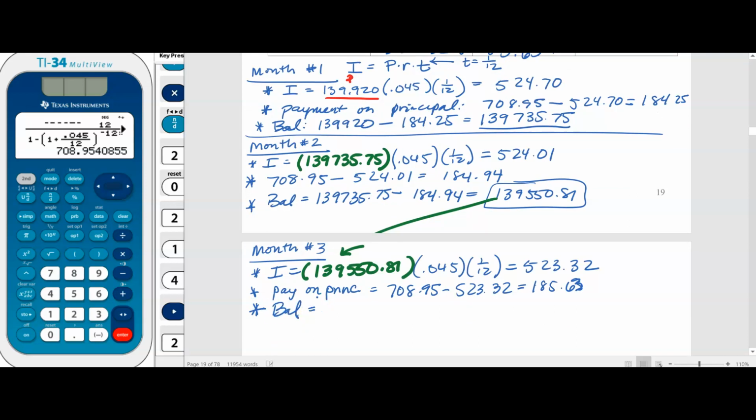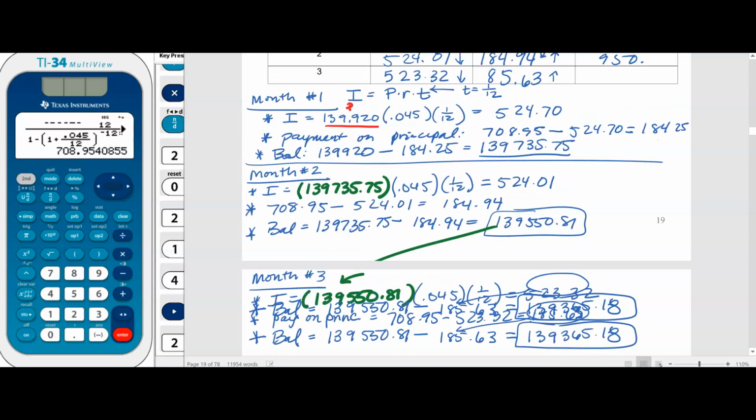So the previous month we had a balance of 139,550.81, and now we're going to subtract what we just paid, 185.63, to the loan amount, and we get 139,365.18, and so that's the balance on that third month.